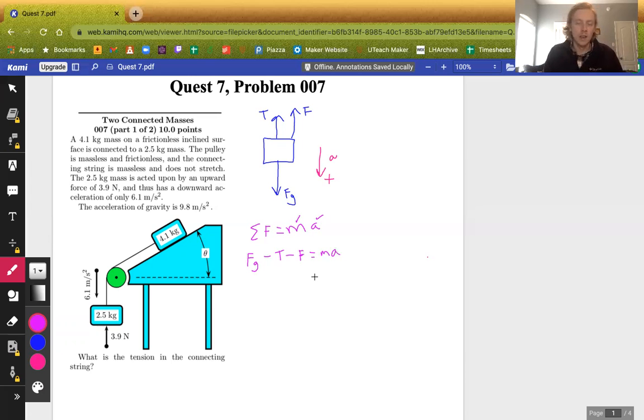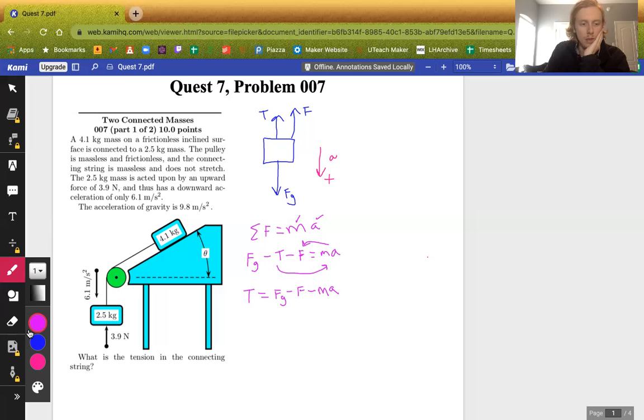Now we can do some rearranging of this expression. With some algebra, we get that the tension is equal to the force of gravity, minus this applied force, minus the mass times the acceleration. We move this over to that side, and that's how you get that: the tension is equal to the force of gravity minus the applied force minus the mass times the acceleration.